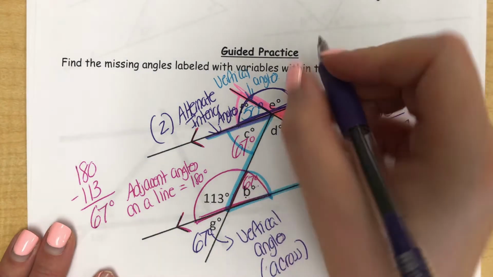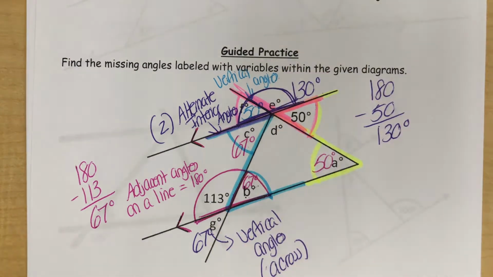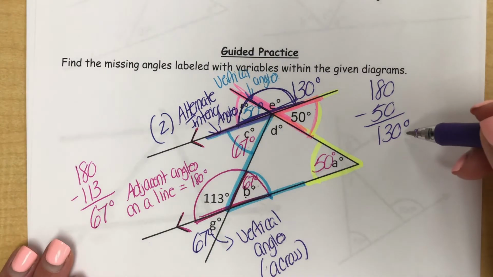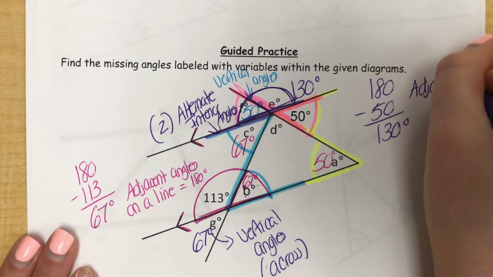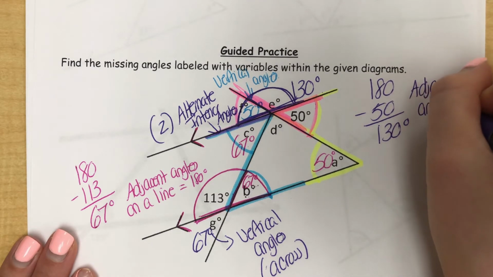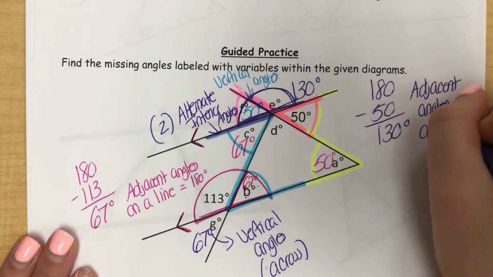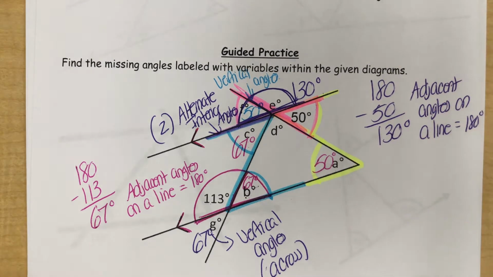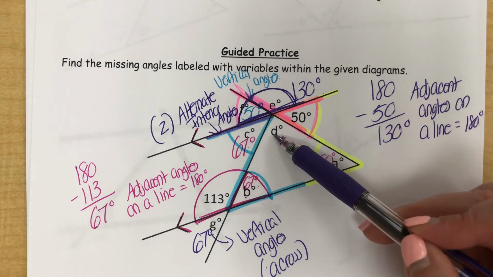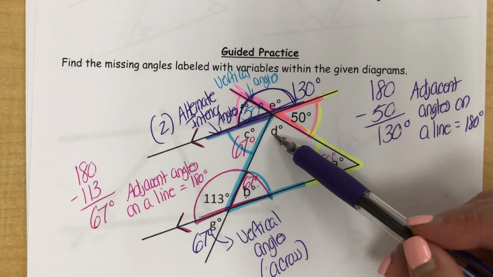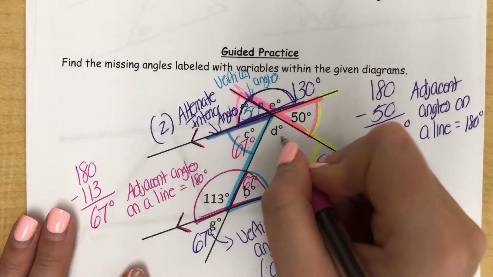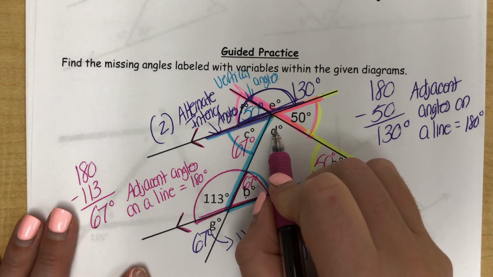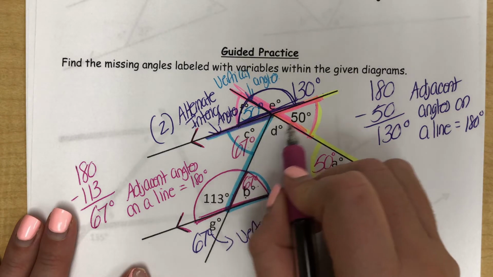So I know that angle E is 130 degrees. And again, I'm getting this answer because I know that adjacent angles on a line equal 180 degrees. All right, and then last but not least, I have angle D. So again, I think I'm going to use the adjacent angles on a line. Let me grab a different color here. So I can see that angle D is adjacent, or it's right next to angle C and angle 50.